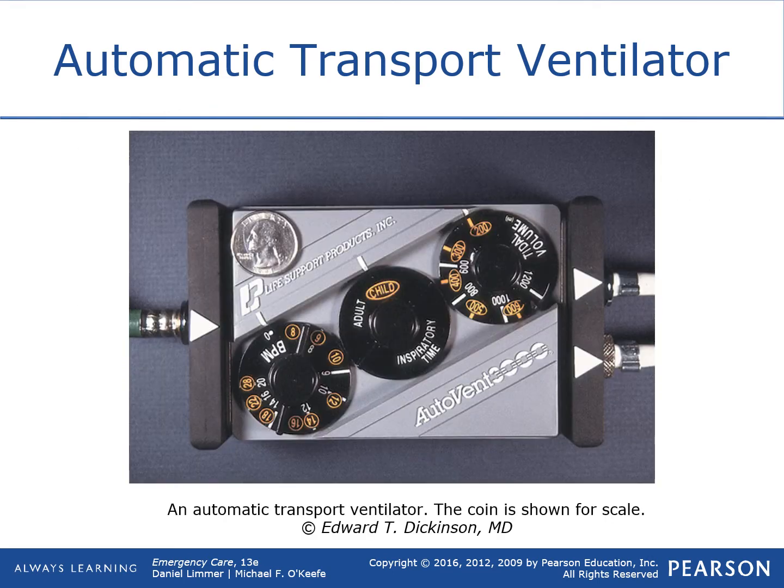Here's a picture of an automated transport ventilator. It says that this little coin right here is to show how big it is for scale. So you have a few different options here of settings. You have your breaths per minute, you have your tidal volume, you can select if it's an adult or child. So it's a very simple setup. The ones in the hospital you can adjust pretty much any type of setting that you want. So yeah, again, be familiar with it. Most places aren't going to be lucky enough to have one of these.